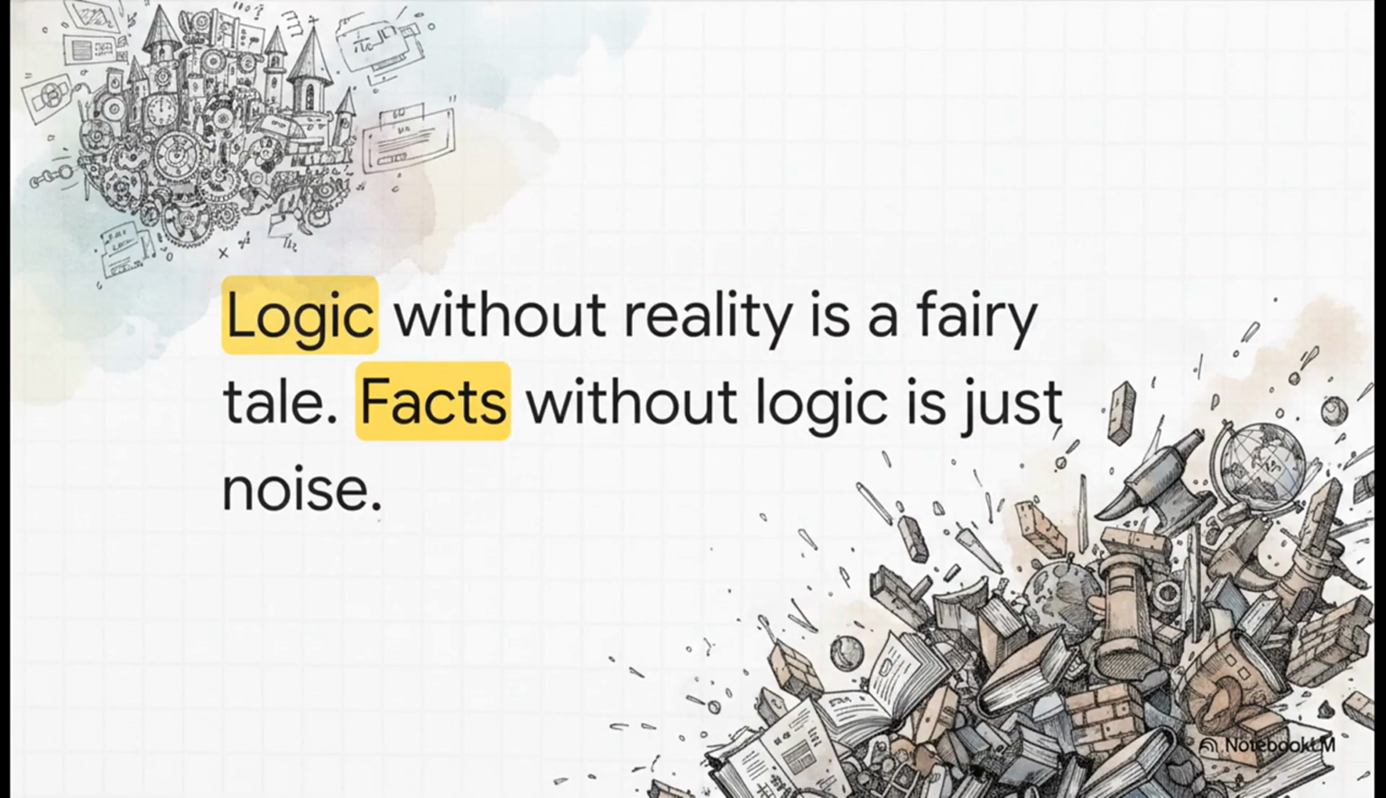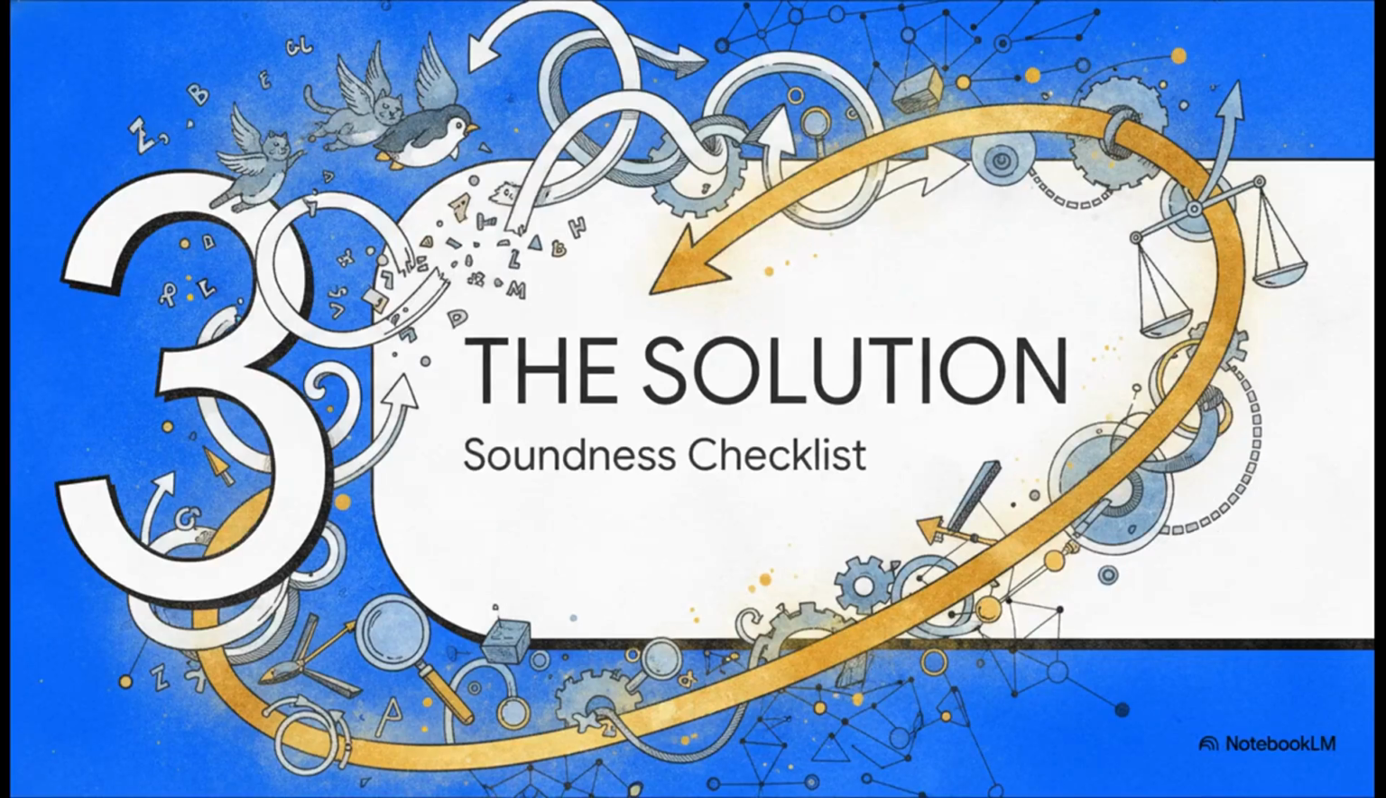So time for a cynical, rapid-fire reality check. Neither facts nor logic can ever stand alone. A perfectly logical-sounding argument can be built on total lies, like our flying cat. And a terrible, manipulative argument can be built using 100% true facts, like our flying penguin. Logic without reality is just a fairy tale, and facts without logic, that's just noise. All right, how do we fix this? Section 3, the solution, the soundness checklist.